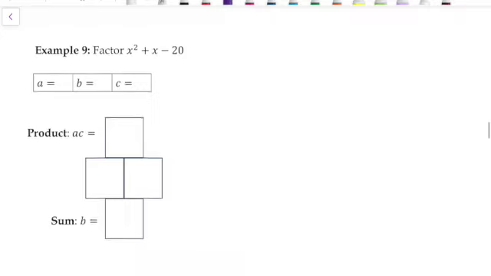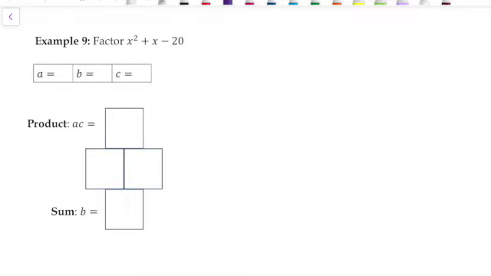All right, I'm going to keep using my boxes because I made them on my computer. So there they are. All right, so find A, B, and C. So pause the video and see how far you can get on this.